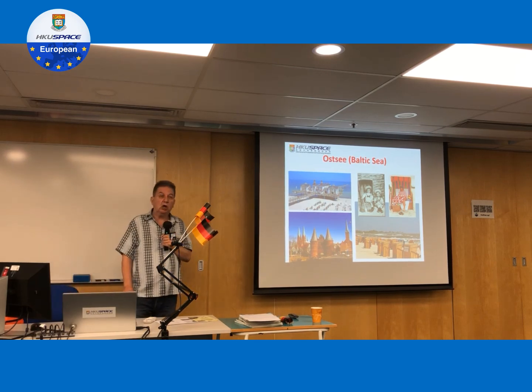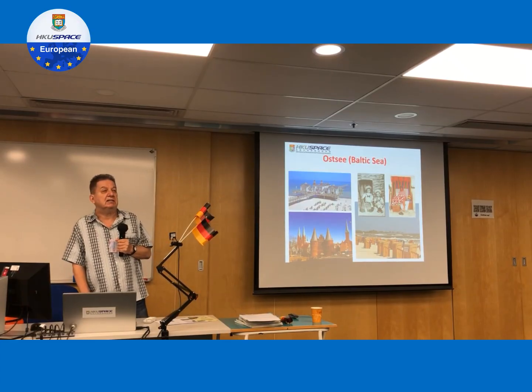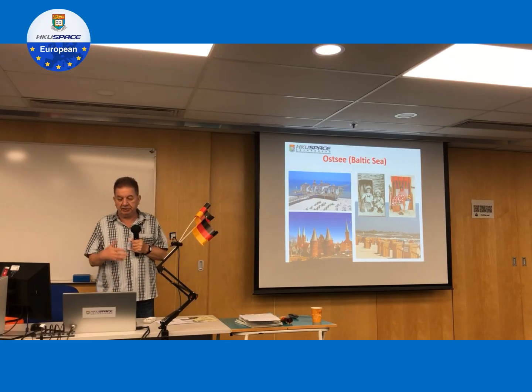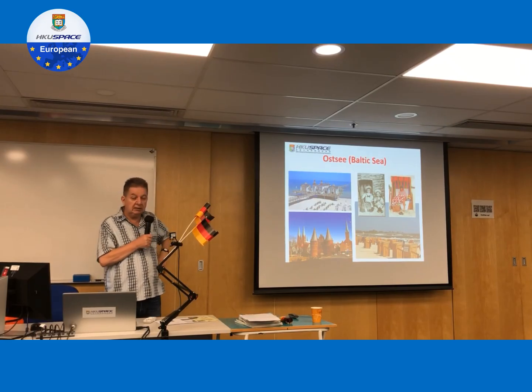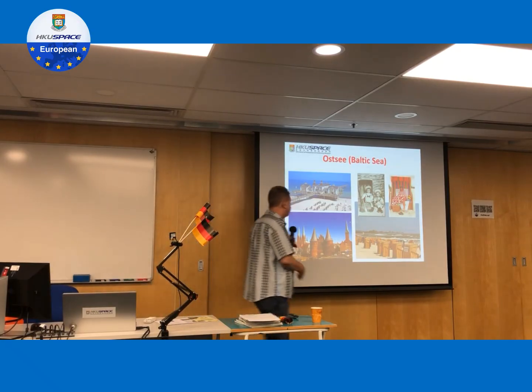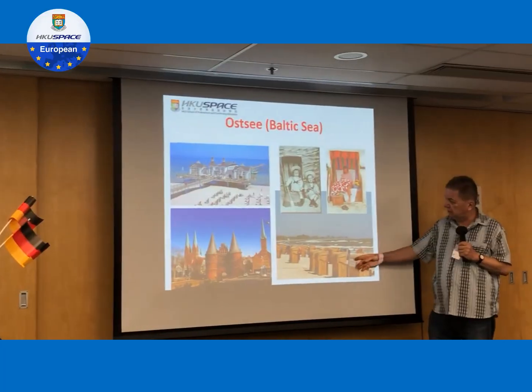Let's read together. Ostsee. Ostsee. Ost means east, right? So the beach is different, it's more sandy. And on the beach you see these structures. It's made of something like rattan.